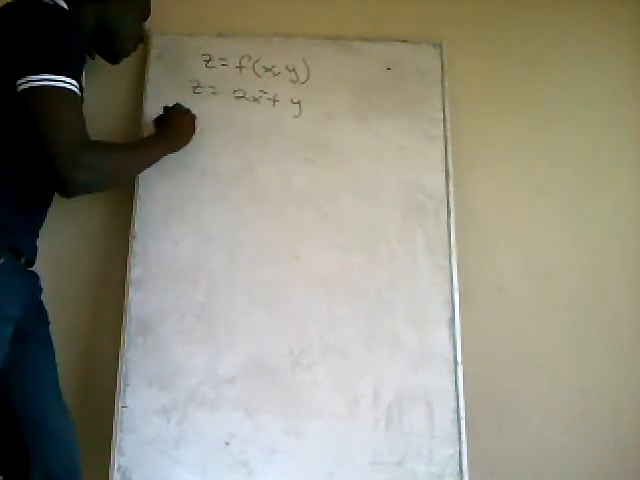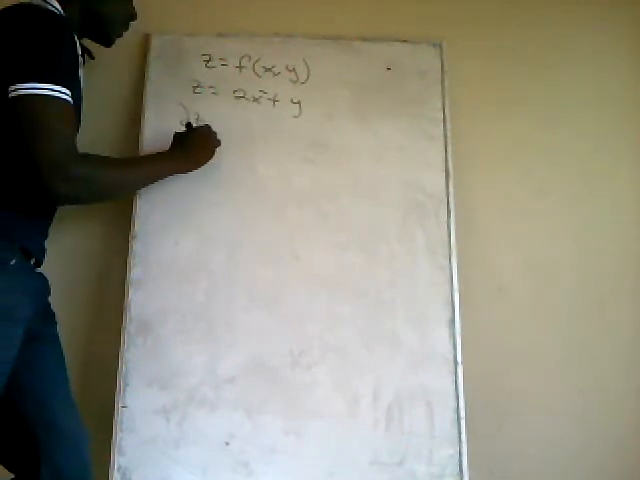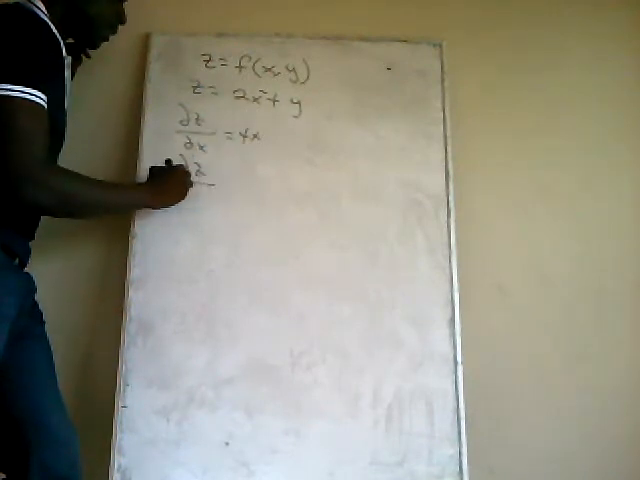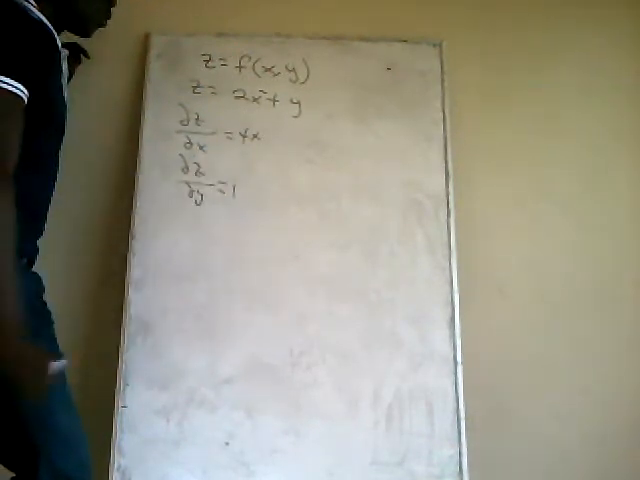Then we can find del z del x, which is 4x, and del z del y, which is equal to 1.